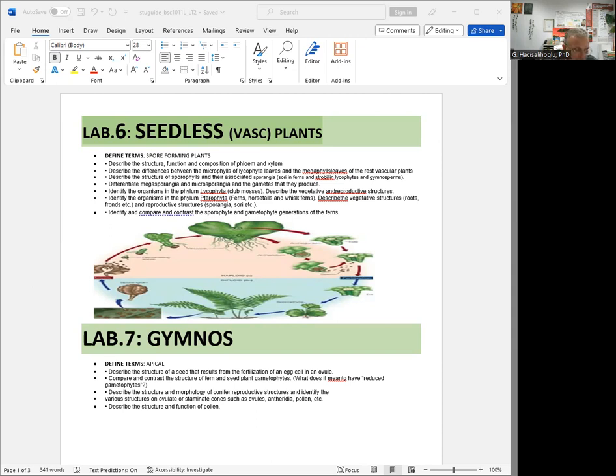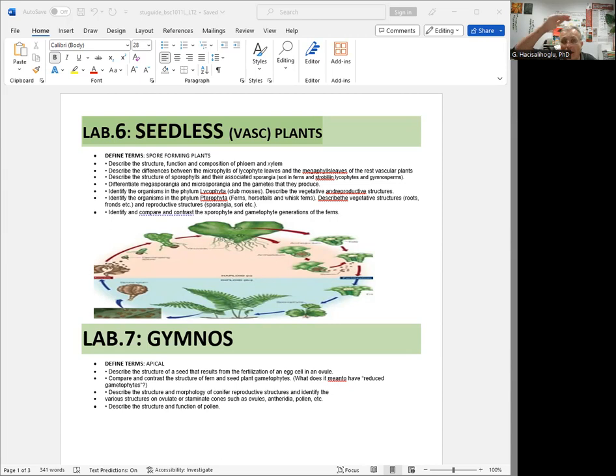So we start with lab number 6, which is vascular but seedless plants. This is the second group of plants that we've seen. The first group was bryophytes. They were the simplest plant groups. And this is that second group called seedless.